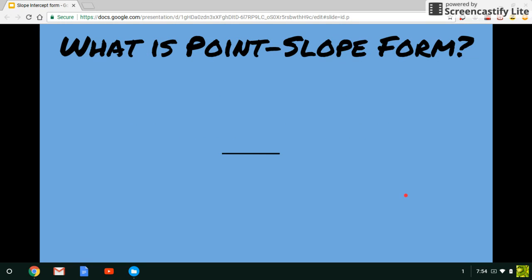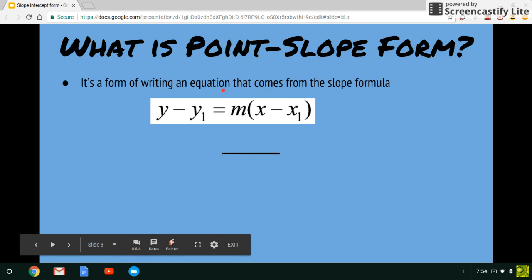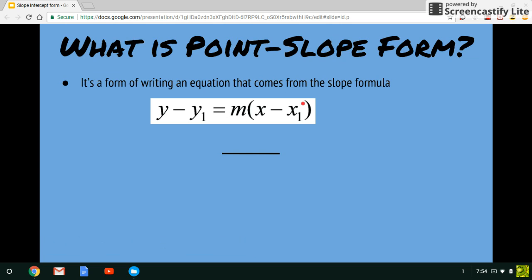So the first thing we want to do is figure out what exactly is point-slope form. It's a form of writing an equation for a line that comes from the slope formula. So we've got y minus y1 equals m times x minus x1. So this is point-slope form. y1 and x1 just come from a point that's on the line, and then m is the slope of the line, just like it is in slope-intercept form, y equals mx plus b. It's the same m.